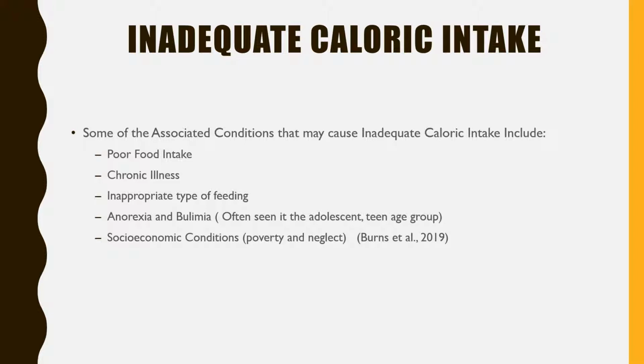Some of the associated conditions that may cause inadequate caloric intake include poor food intake, chronic illness, inappropriate type of feeding, anorexia and bulimia, and these are often seen in the adolescent and teenage group. Socioeconomic conditions such as poverty and neglect.